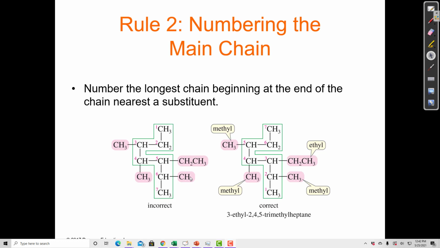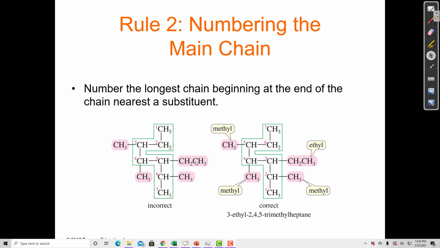If I start up here, I can go 1, 2, 3, 4, 5, 6, 7. And that's a chain of 7. Or another 1 through 7, or another. So there's lots of different 7s here. 1, 2, 3, 4, 5, and then it stops. So no matter which way I try to number this, 7 seems to be the longest chain. So once I've found the longest chain, there are different 7s, right? I had 1 through 7 here, or 1 through 7 here.